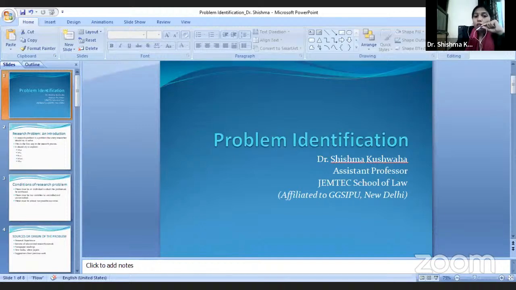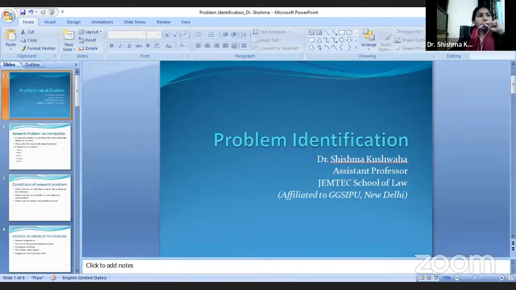So that means there are two possible outcomes. When it is already known that there is no correlation between any two variables, then definitely there is no need for research into it, right? So when we have two possible outcomes, then only is there a need for research.